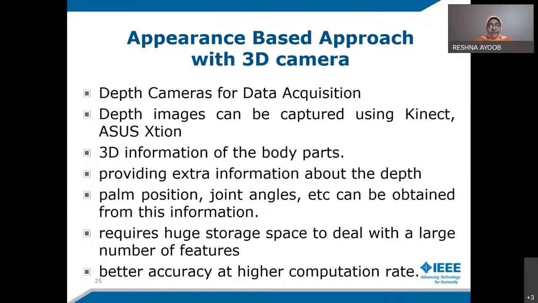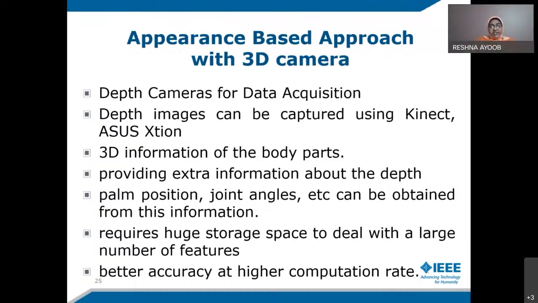Next is the 3D model. For the 3D model, depth cameras can be used for data acquisition. It makes use of 3D information of the body parts. Several key parameters like palm position, joint angles, etc. can be obtained from this information. This method requires huge storage space to deal with a large number of features. It will give better accuracy at a higher computation rate.